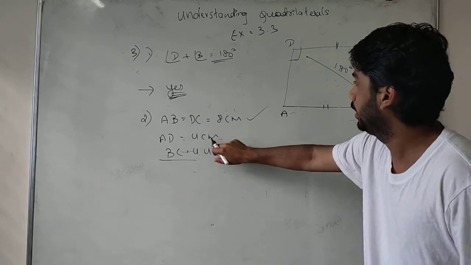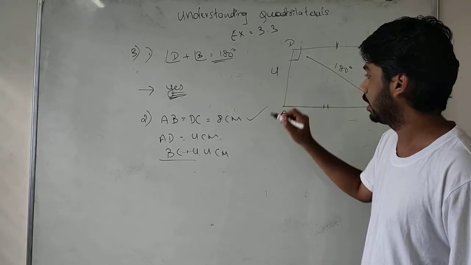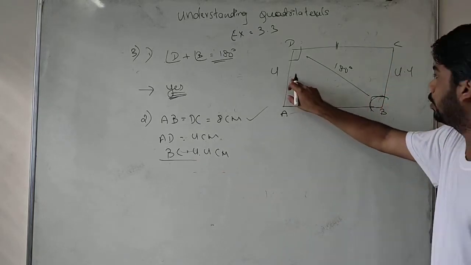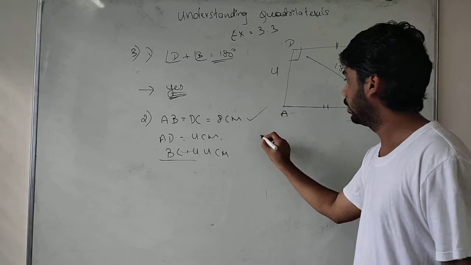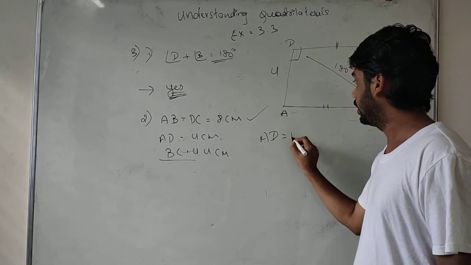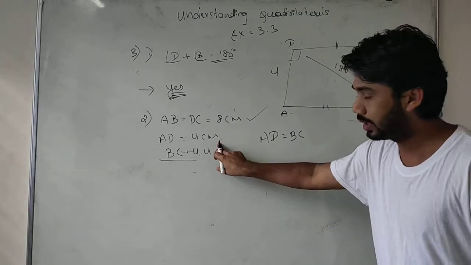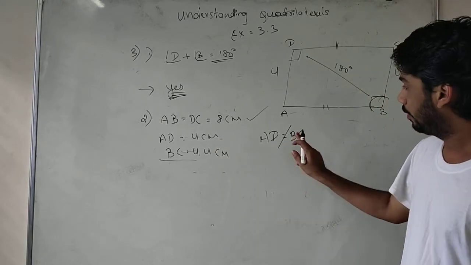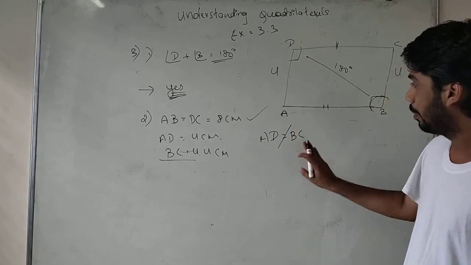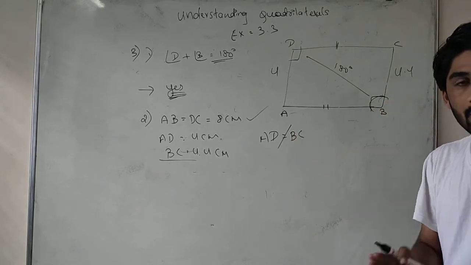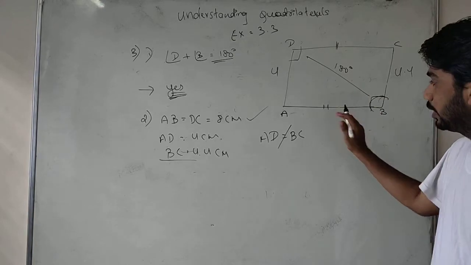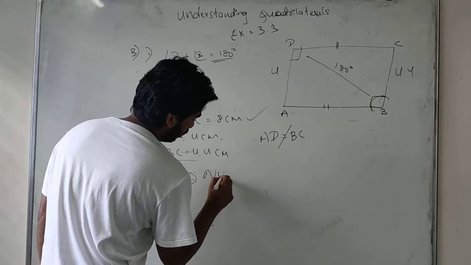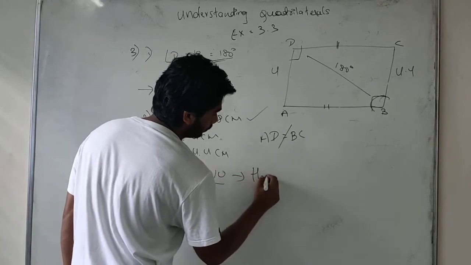Second condition, AD is 4 centimeters, but BC is 4.4. Opposite sides must be equal. But in this condition, opposite sides are not equal. So we can say that by this, we cannot draw a parallelogram. This is not a parallelogram. So the second question, no, this is not a parallelogram.